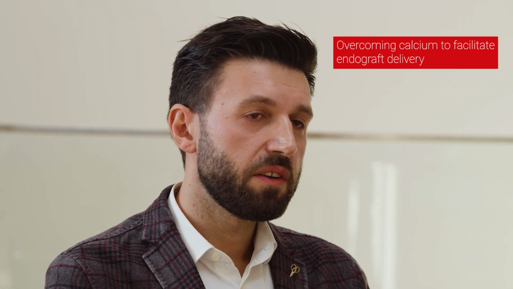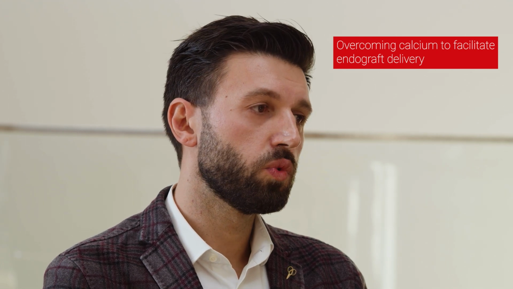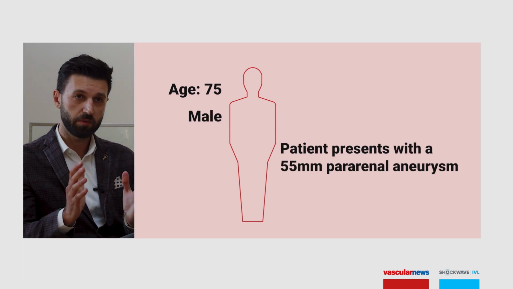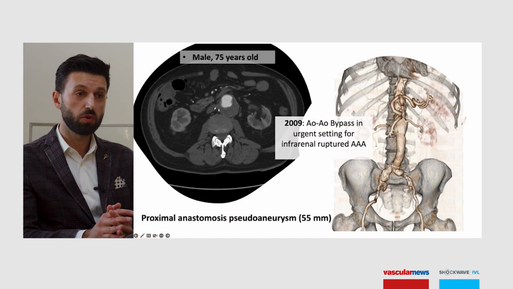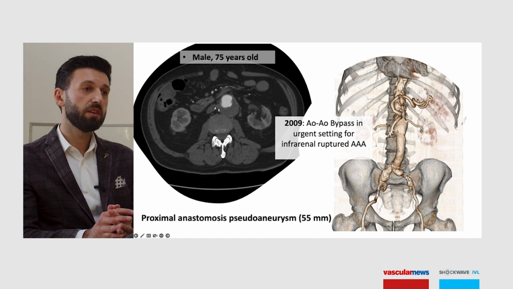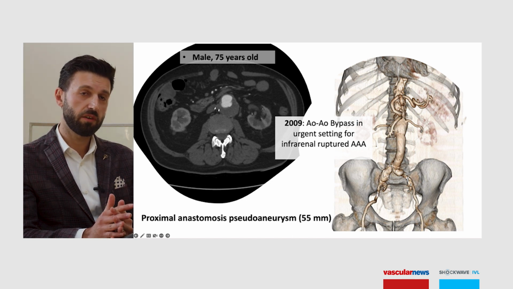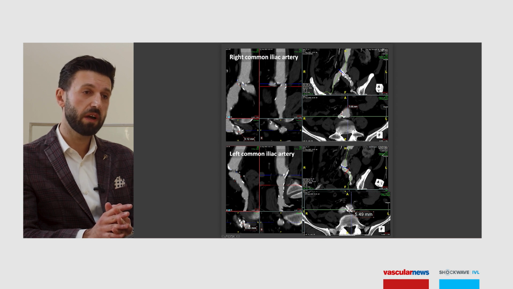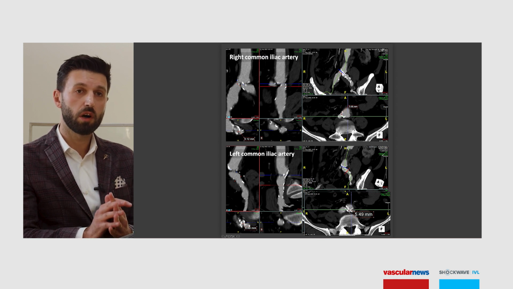We are dealing with a 75-year-old male patient who was previously treated in our institution in 2009 for a ruptured infrarenal abdominal aortic aneurysm with a surgical aorto-aortic bypass. Now the patient presents a recurrent 55 mm in maximum diameter pararenal aneurysm. So we need to treat this patient, and we select a 4 inner branch endograft to deal with this pathology.